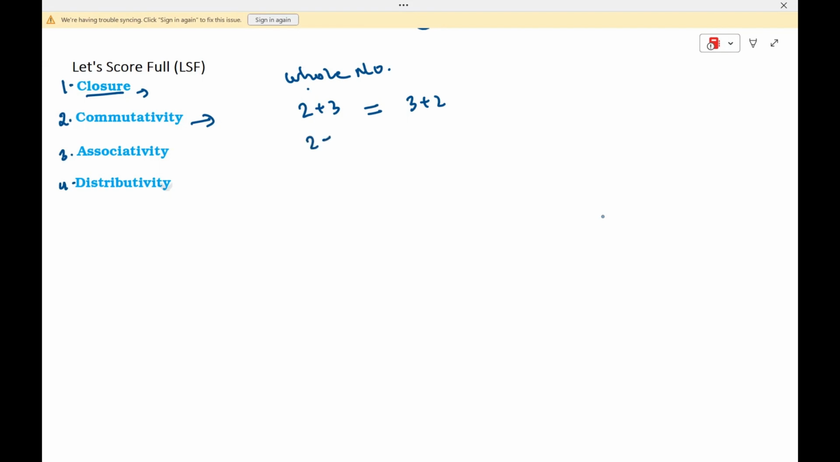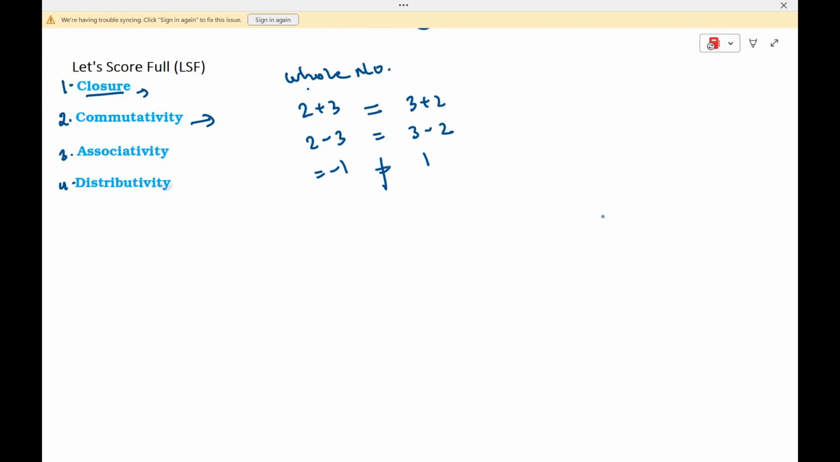2 minus 3 and 3 minus 2. Are they equal? The answer is minus 1 and the answer is 1. They are not equal. So I will say whole numbers are not commutative for subtraction.